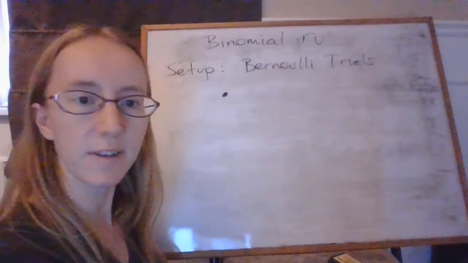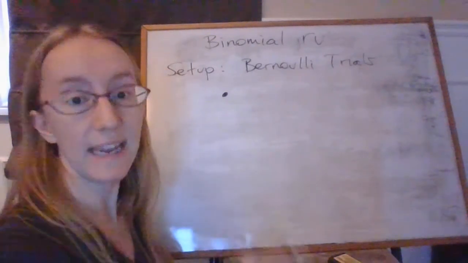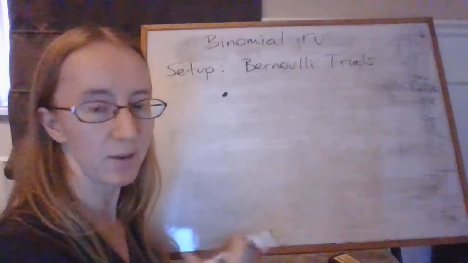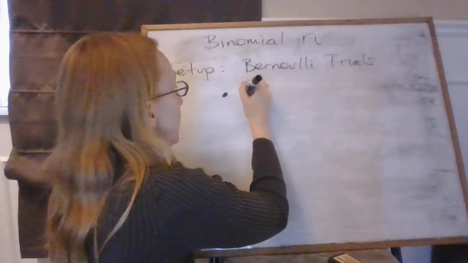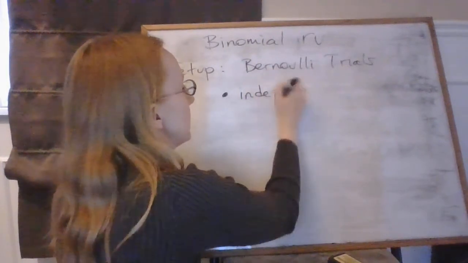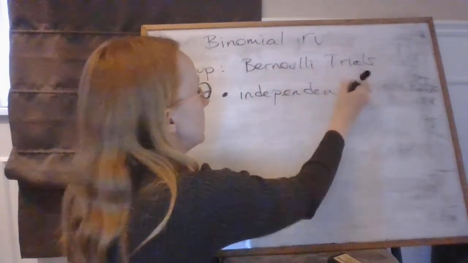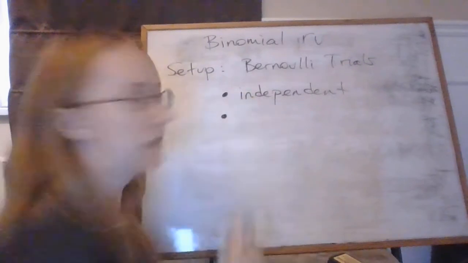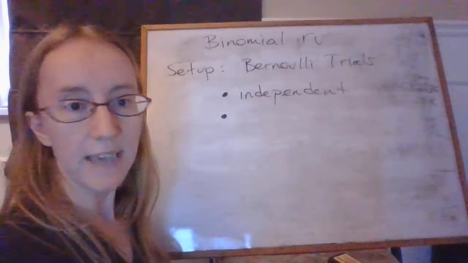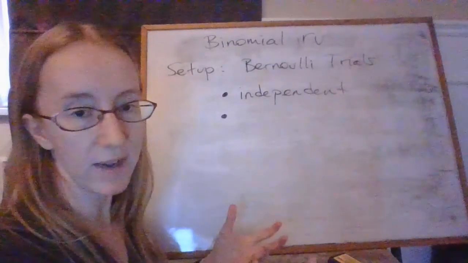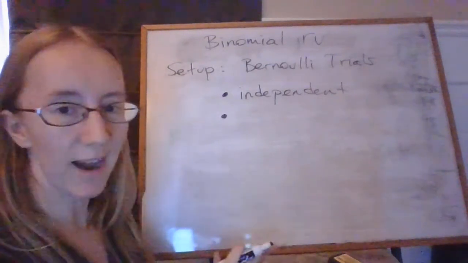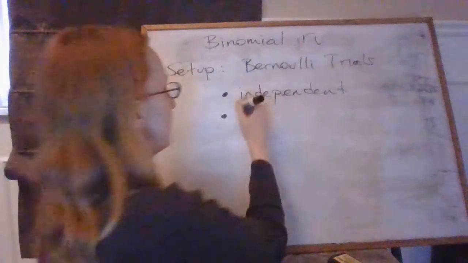In order for a process to be considered Bernoulli trials, it needs to have these three properties. First of all, the trials have to be independent. Whatever happens on one trial can't influence what happens on the next trial. Second, on each trial, the outcome has to be classified into one of two types. So each outcome on each trial has to be either called a success or a failure.